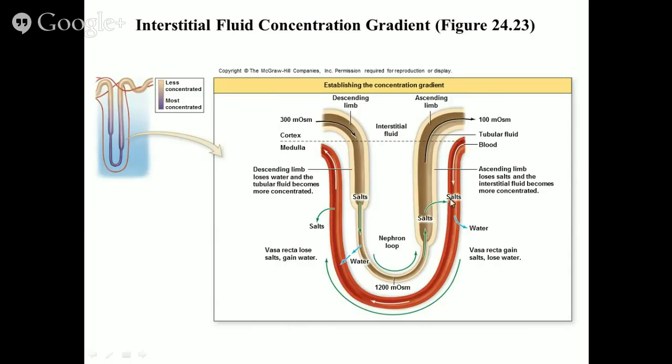You have a capillary that's flowing right along with the nephron loop. Notice that the blood is going in the opposite direction. This is countercurrent multiplication happening here. Okay, this is a countercurrent process.